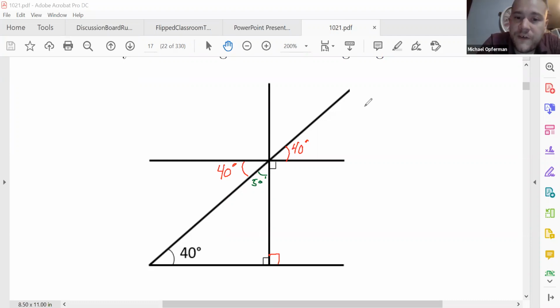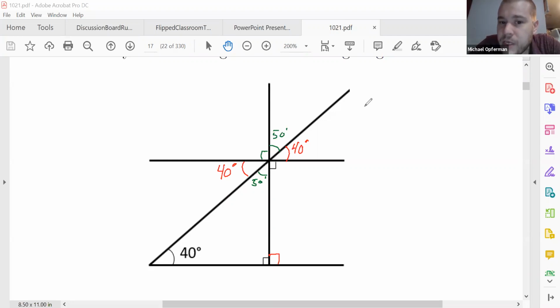Once you've got that that one's 50, you can say that this one is also 50 because those are vertical angles. We know this one is 90 because that is a vertical angle to the other 90-degree angle given. And I think we've already knocked off every angle in the picture here.